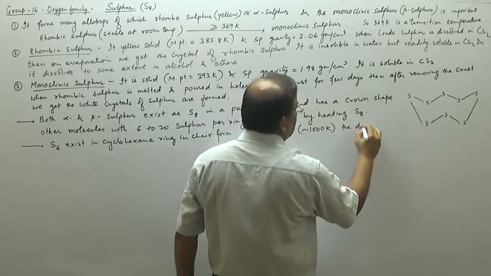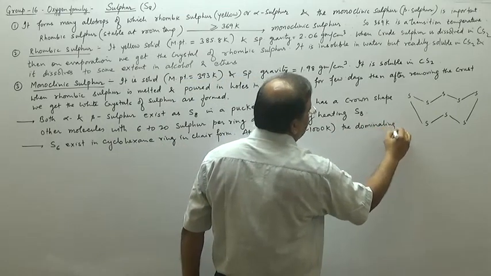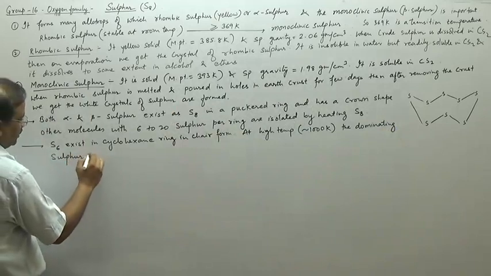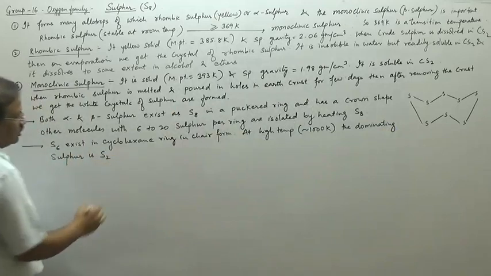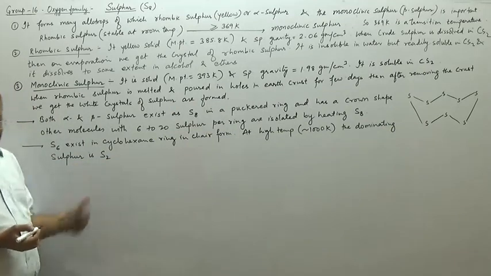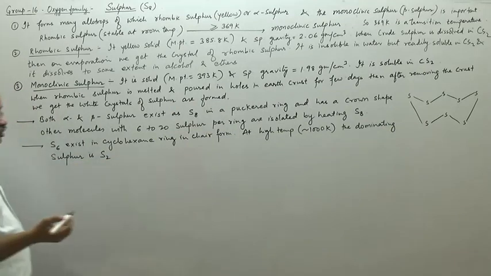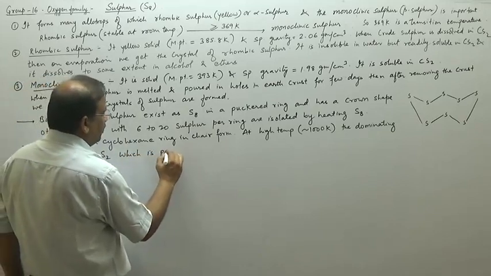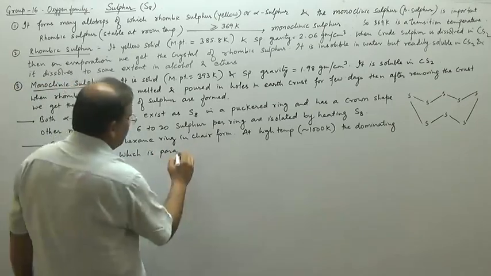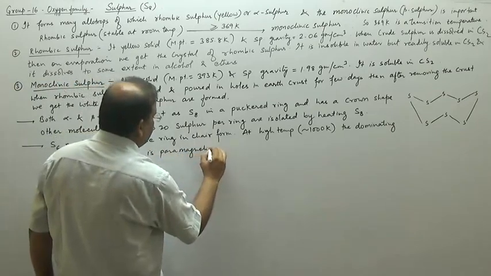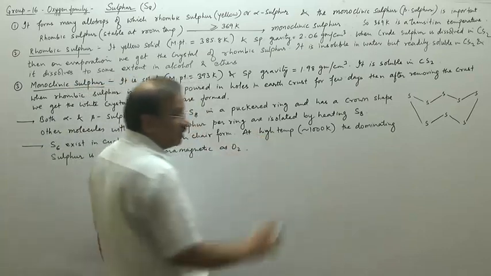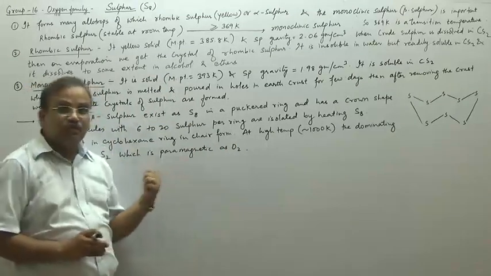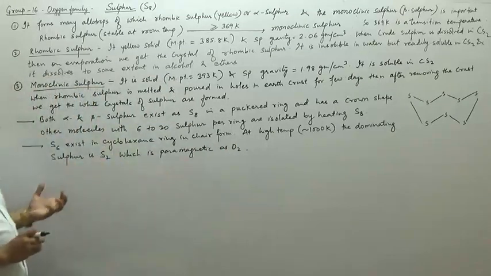the dominating sulfur species is S2. So sulfur is in the form of S2, which is paramagnetic as O2 is. O2 is paramagnetic even though it has an even number of electrons, and similarly S2 will also be paramagnetic in nature according to molecular orbital theory.